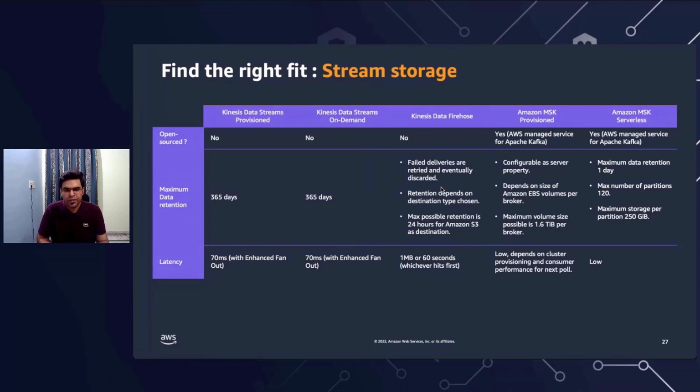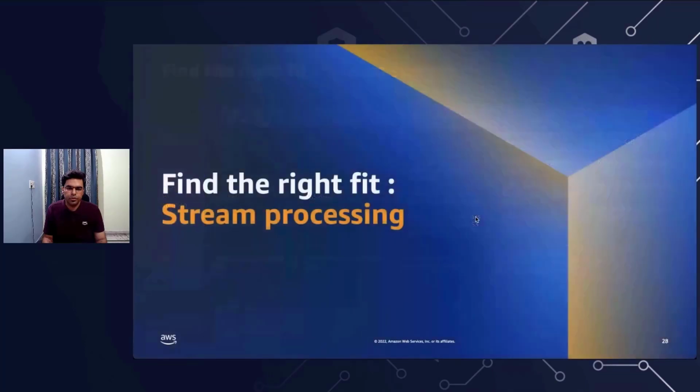From the Kinesis Data Streams provisioned and on-demand perspective, the minimum latency is somewhere around 70 milliseconds with the enhanced fan-out feature enabled. From the MSK point of view, it depends on the cluster provisioning and how your partitions are spread across the infrastructure, so that your consumer can poll from them accordingly. It also depends on your consumer performance, because unless the previous poll has completed, the next poll cannot happen. So if your downstream application is reading from that consumer, the lag between the two polls, which is not dependent on Kafka but dependent on the downstream application, will also be part of it.